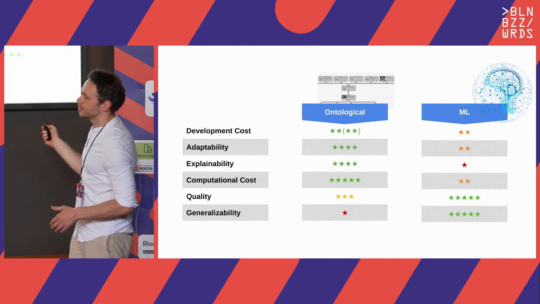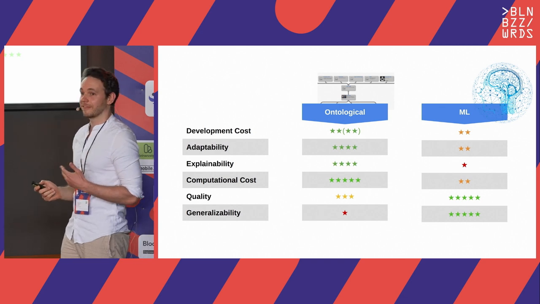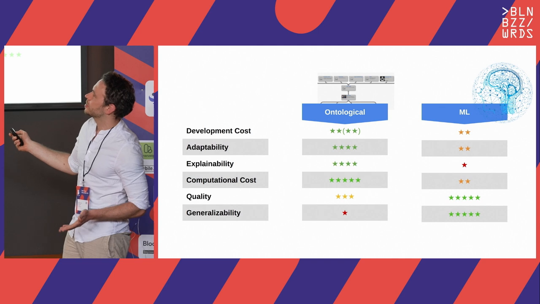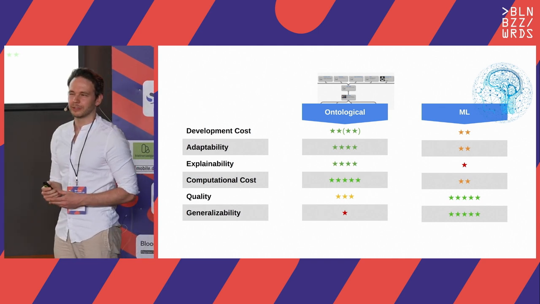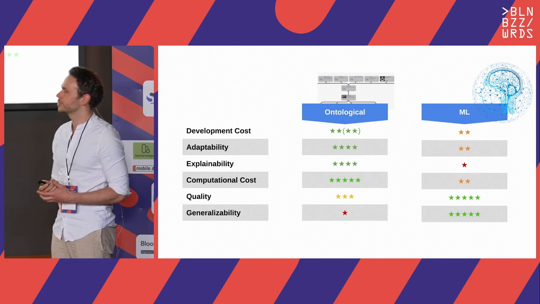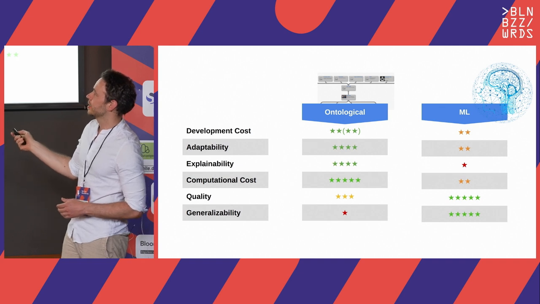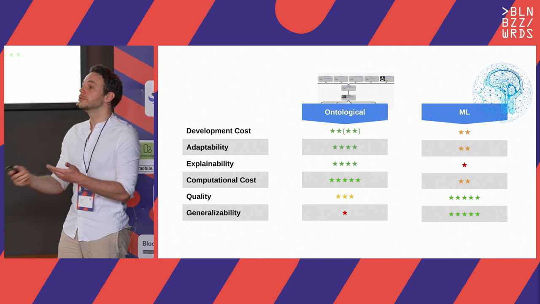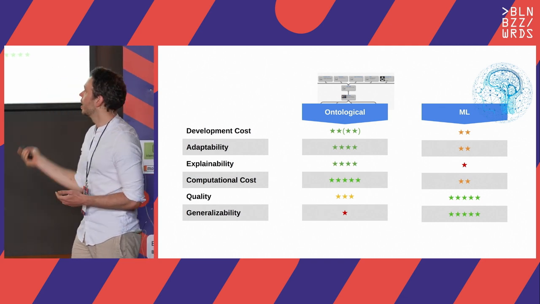Machine learning, you need all these training examples. Our customers usually don't have them ready. And also another point is the ontology you can actually use for other things as well, while the training data is usually just useful for your machine learning training task. Then you have adaptability. Ontologies are quite easy to adapt. You can put new concepts into them, you change relationships, it's quite plug and play.